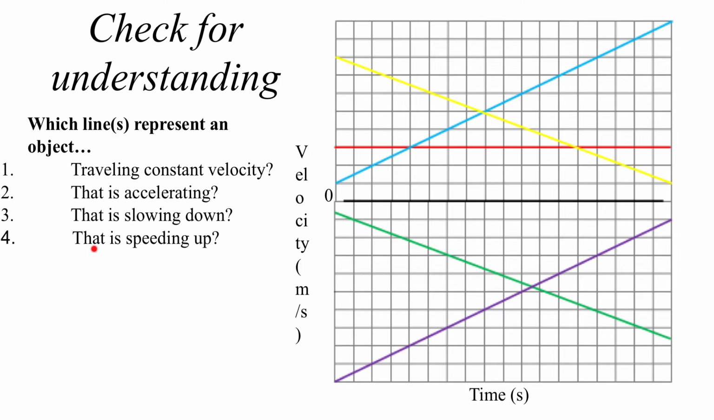And then number four, an object that is speeding up. This one we want to go away from the x-axis. So the easy one to spot is the blue line here. We're starting really close to 0. And then if this was like a car, we step on the gas and we speed up as we drive away and get to a higher speed.